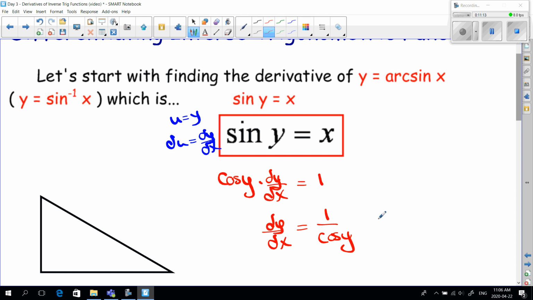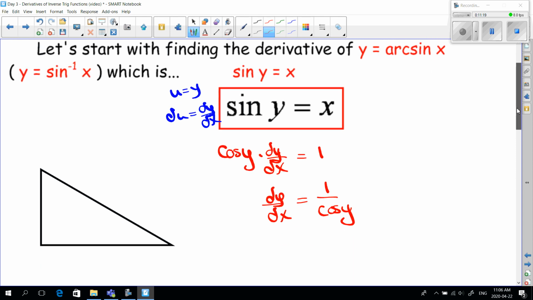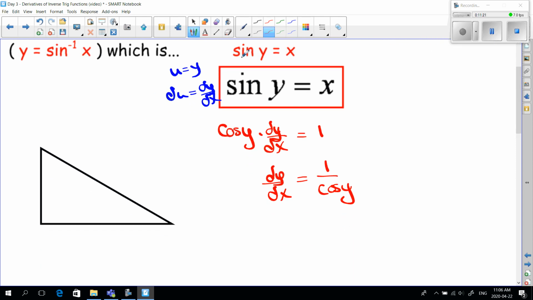Now, I'm going to simplify this a little bit further. I'm going to specifically simplify the cosine y. How would I do that? Well, keep in mind that this function right here represents a diagram over here. The angle is y, the opposite side would be x, and the hypotenuse would be 1. So this is the opposite, this is the hypotenuse, and the adjacent side would equal the square root of 1 minus x squared.